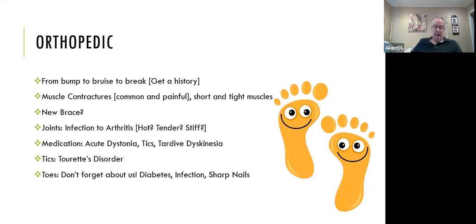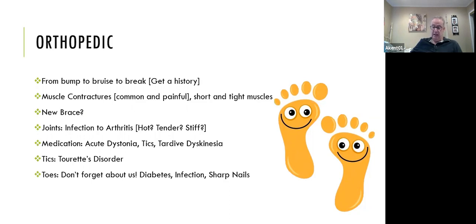And obviously, we have to err on the side of safety and thorough evaluation, as many of these individuals may be more hurt than it appears, and we don't want to miss something more ominous. Now, I wanted to bring up muscle contractures because that's very common. This is a shortening and spasming of tight muscles. It's very common in CP. Physical therapy and the use of braces are meant to help this.